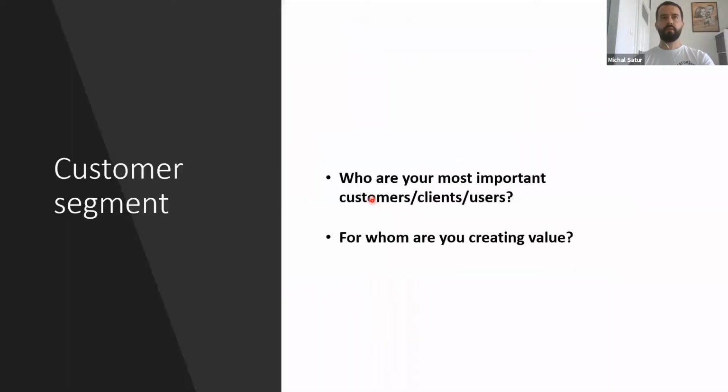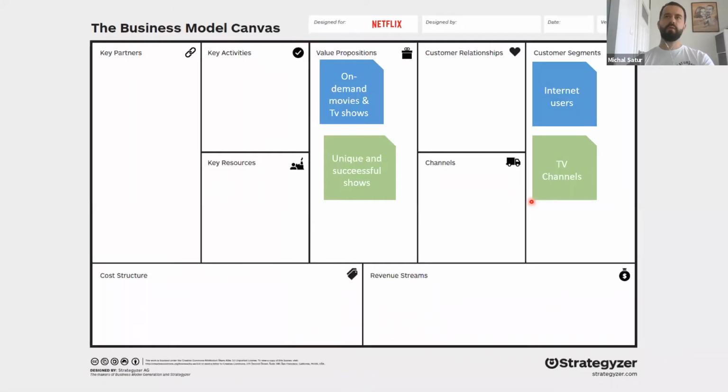The next field you have to fill in is the customer segments. Who are your most important customers, users, or clients for whom you are creating the value? You have to be certain who you are working for, and I truly recommend you to use personas. It's much easier to create a product when you can have your customer on a screen, and you can think or walk in the customer's shoes. So in the case of Netflix, the customer segments are all the internet users, and for the B2B model, the TV channels.